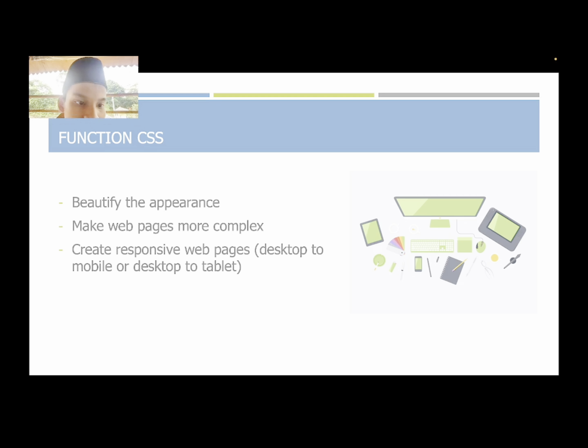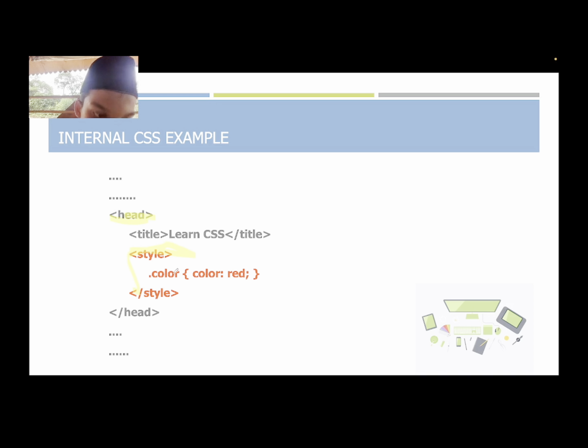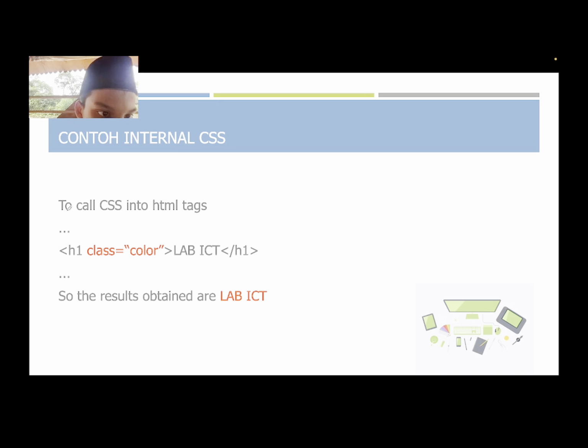We move to the next. Internal CSS is CSS code that is placed between the head tags. Then we declare the CSS using the style tag, then close it with the closing tag. This is the example where we put the style tag inside the head tags. Then for the result, we call the CSS into the HTML text with the class color. You can see the class is color. Then the result will be the same.